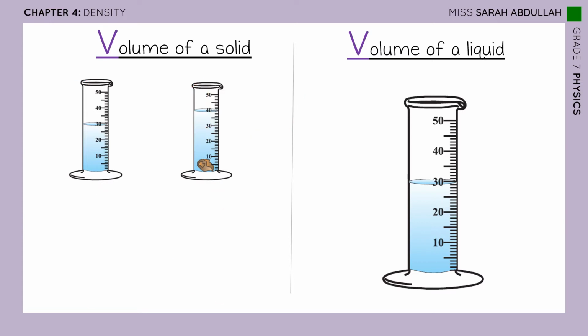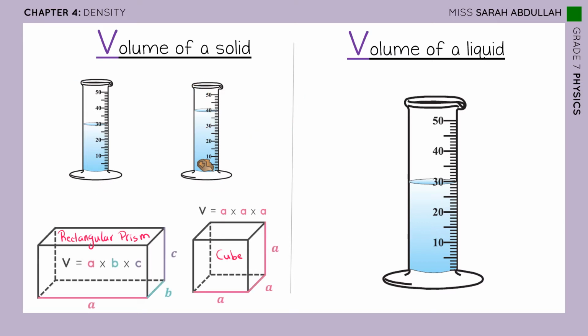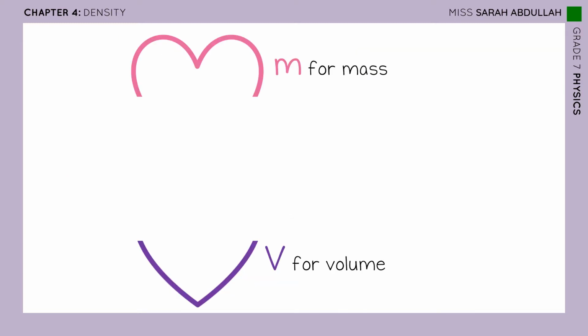But sometimes a solid can have a special shape like the rectangular prism or the cube. So for us to find their volumes, we simply use these formulas, which we already took in the previous chapter. So M is for mass and V is for volume.